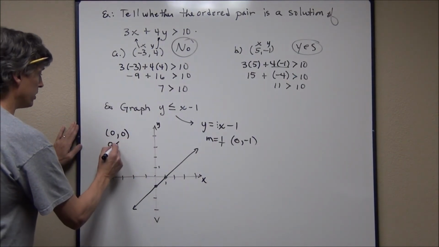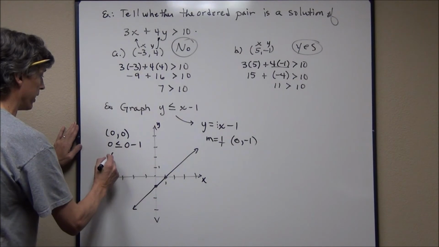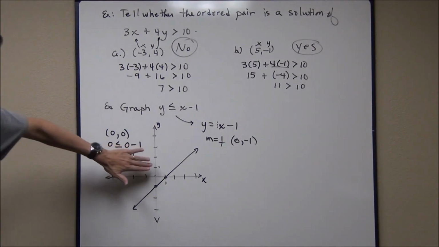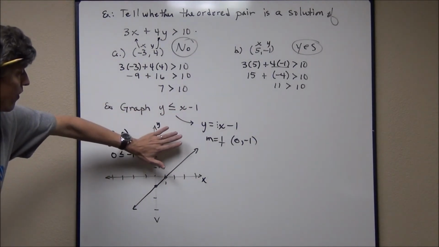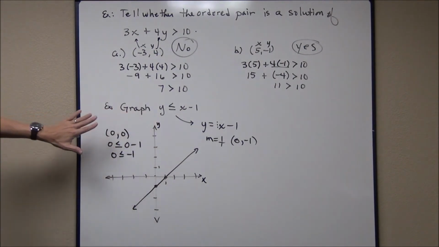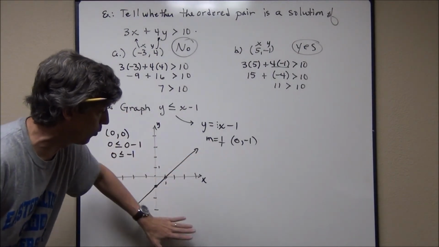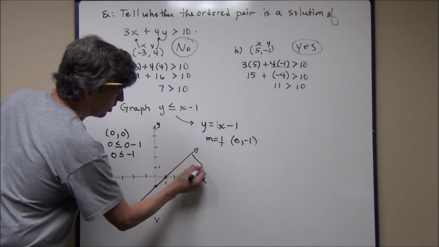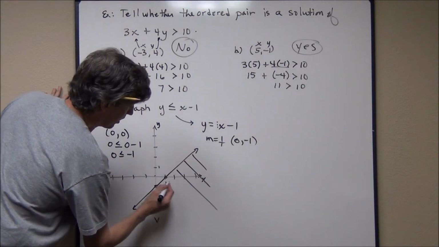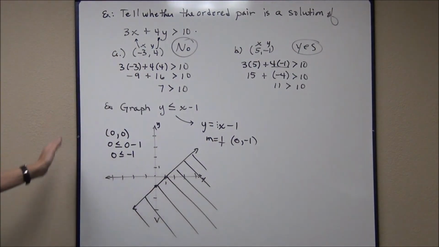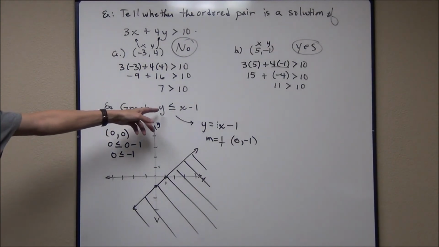I get 0 is less than or equal to 0 minus 1. I get 0 is less than or equal to negative 1, which is false. So since 0, 0 in this half plane makes it false, all these will make it false. Every single point in here will make it false, which means every single point in here will make it true. To represent that, we shade it in, and I normally just draw a bunch of parallel looking lines like this to represent that I'm shading this side in. And that's the graphic representation of the solution of an inequality in two variables.